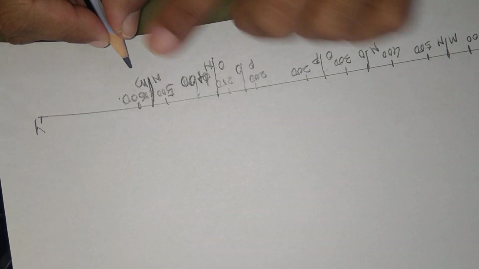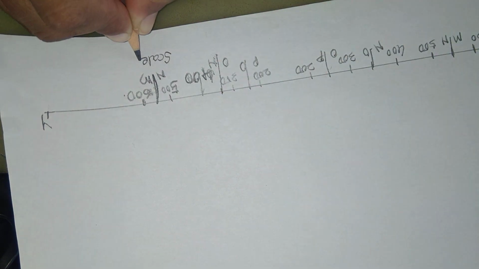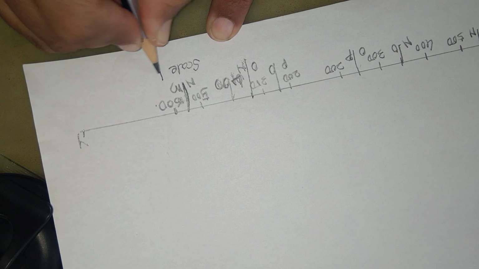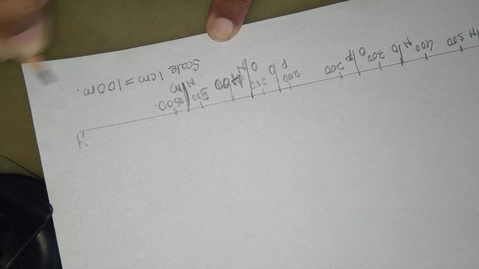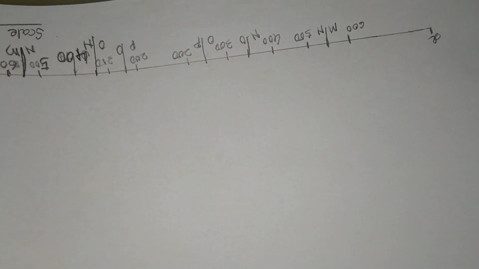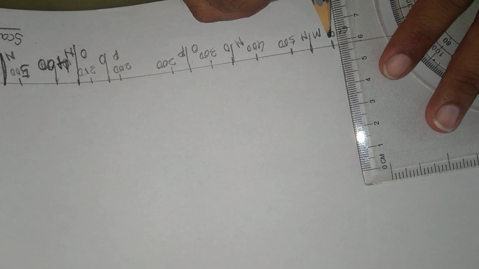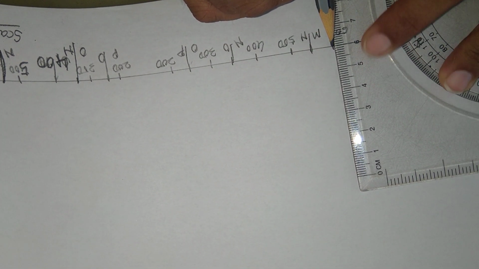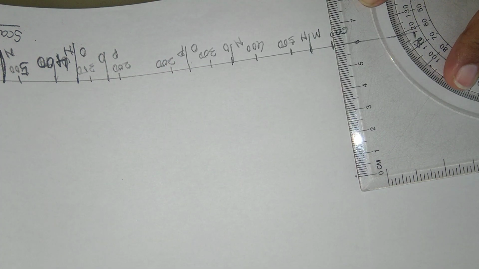Then we know the scale. What is the scale? We'll write at this corner: scale 1 centimeter is equal to 100 meters. This is the scale which you have to write here. Next, we will draw the section along the XY line. The scale is 1 centimeter is 100 meters, which means here the value is 600. So what you will mark? 6 centimeters. Just keep a dot.